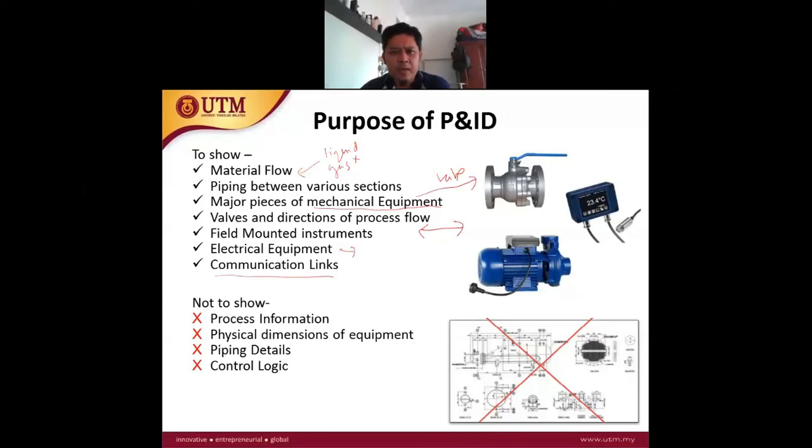So the P&ID is not to show the process information, the exact dimension or the dimension size. That's not the purpose of the P&ID. Piping detail means how long or how far the piping is, and also the purpose is not to show the control logic. It just shows the information above.